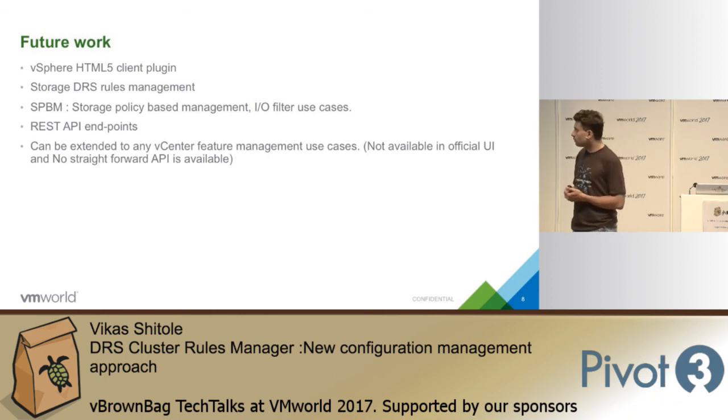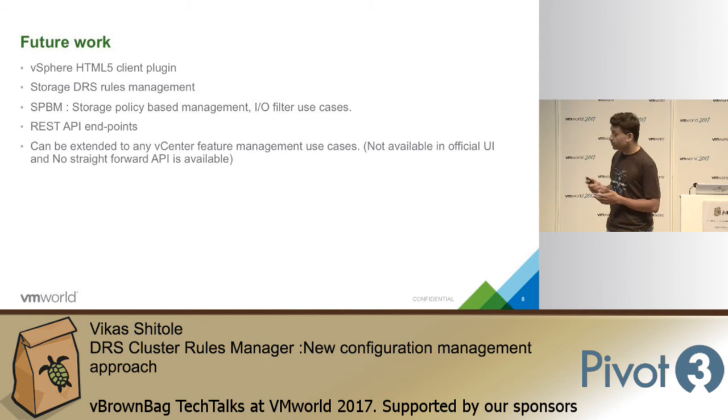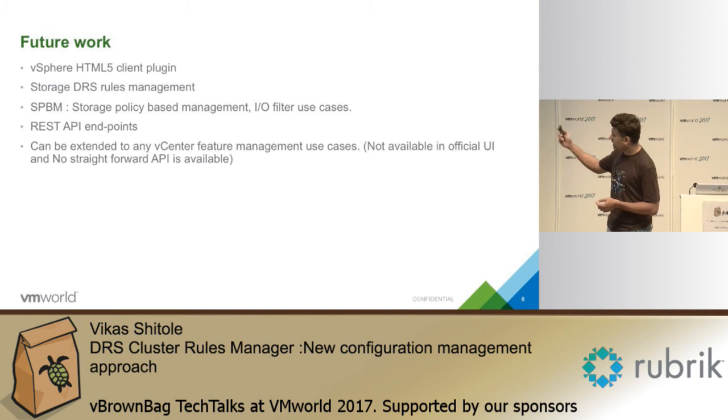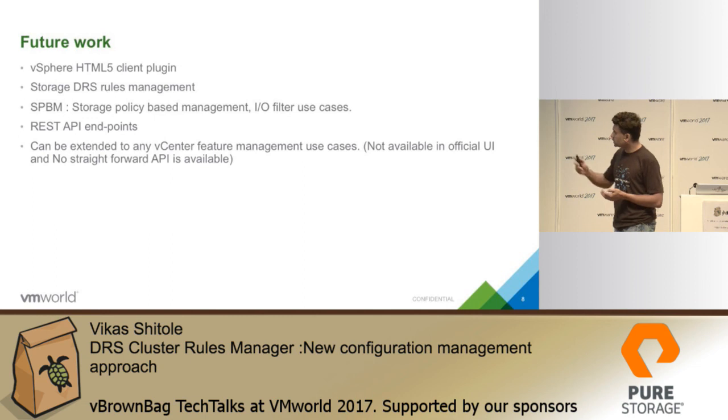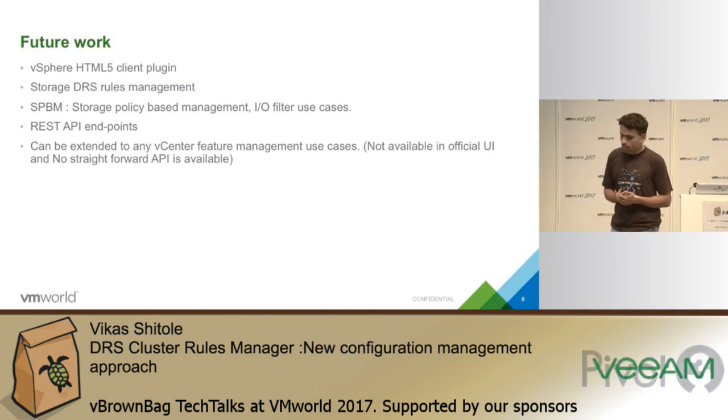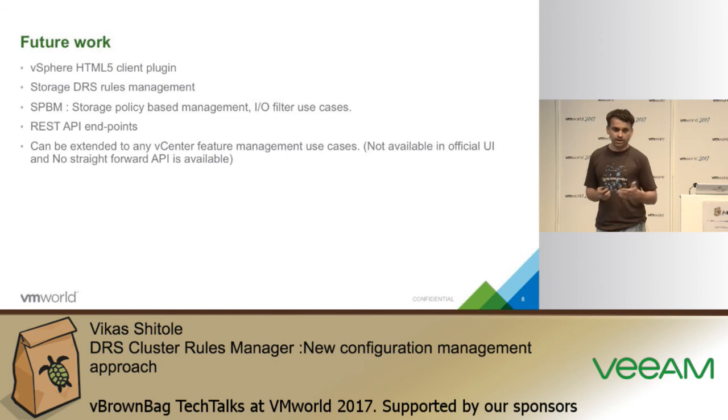Then we would like to give all this functionality as a REST API endpoint. So any customer who would like to use this functionality in their own automation tools can go ahead and use it instead of using this UI. And this can be extended to any vCenter feature use cases. So our main focus is, if there is no feature available in the official UI, that is the vSphere client, H5 client, and if there are no straightforward APIs available, then we would like to pick such use cases and build them. Because if the API is available, we can go ahead and use the native APIs or PowerCLI and automate ourselves.